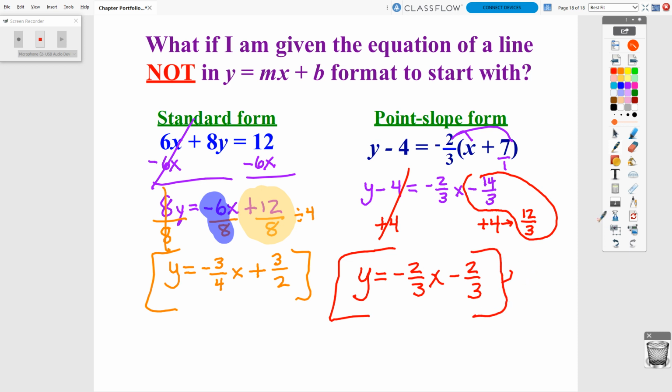And now you can more easily work with that. You can see the slope is negative 2/3. The y-intercept just happens to also be negative 2/3. Okay? Just a coincidence that the slope and the y-intercept are the same there.